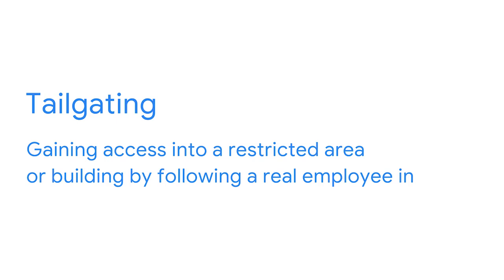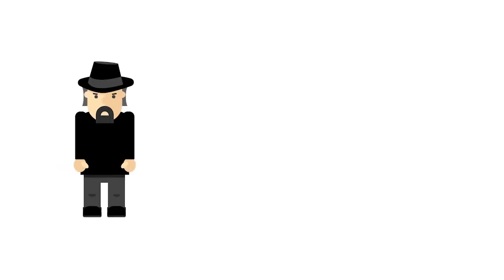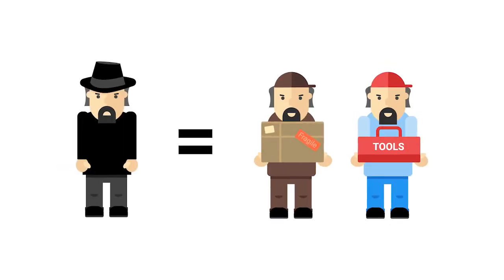Another popular attack that can occur offline is called tailgating, which is essentially gaining access into a restricted area or building by following a real employee in. In most corporate environments, building access is restricted through the use of a key card or some other entry method. A tailgater could use social engineering tactics to trick an employee into thinking that they're there for a legitimate reason, like doing maintenance on the building or delivering packages. Once the tailgater is in, they have physical access to your corporate assets.